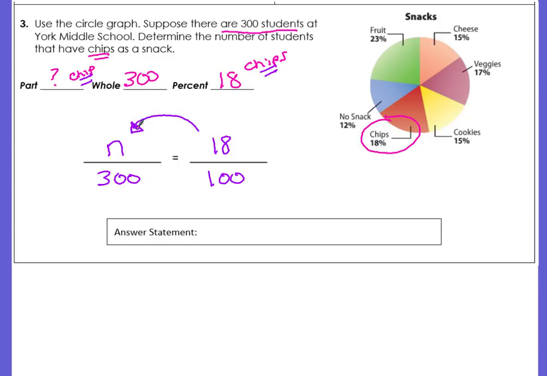And solve your proportion. We're going from the 18, what we know, to the unknown. So we're going from right to left. So we have to go from 100 to 300. Since we're getting larger, that means we're going to multiply, and we can multiply it by 3. 100 times 3 equals 300. Then you have to do the same thing with the 18, multiply it by 3, and you get 54. Write a quick little answer statement. 54 students have chips.